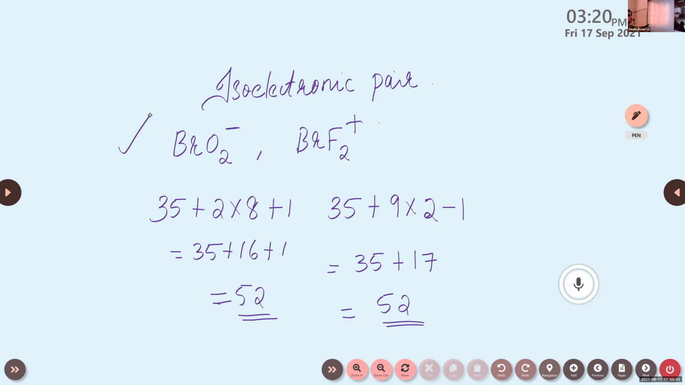So to find out the number of electrons, you should learn the atomic number, because atomic number and number of electrons is the same, right? So this is the method to find out the isoelectronic pair from the options. Clear, children? Yes, ma'am. Okay.